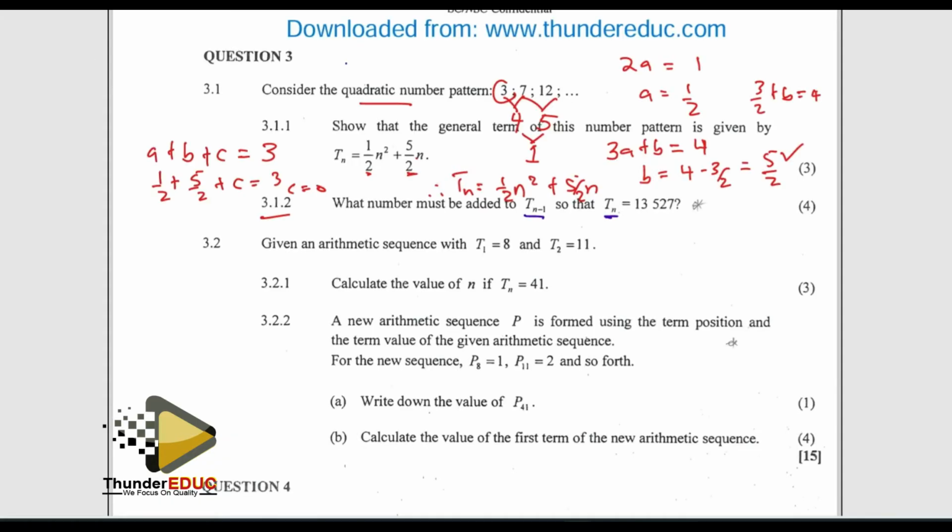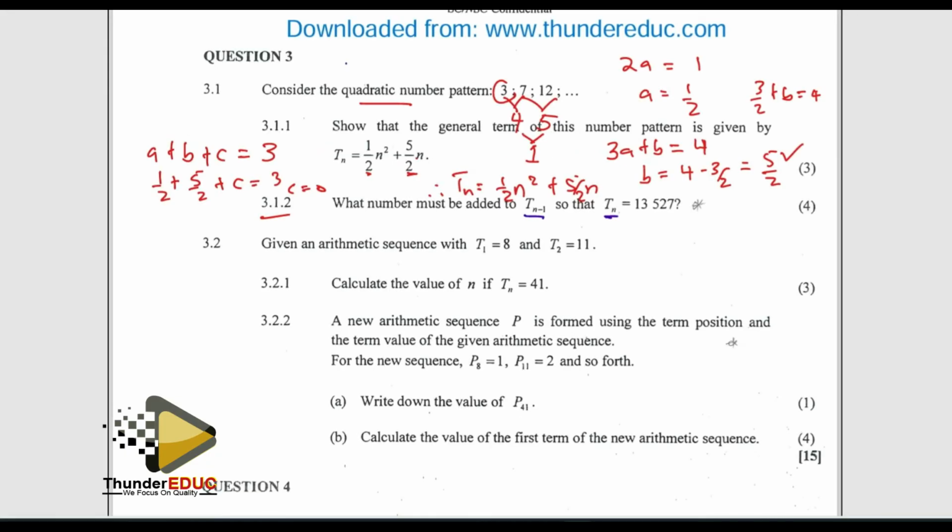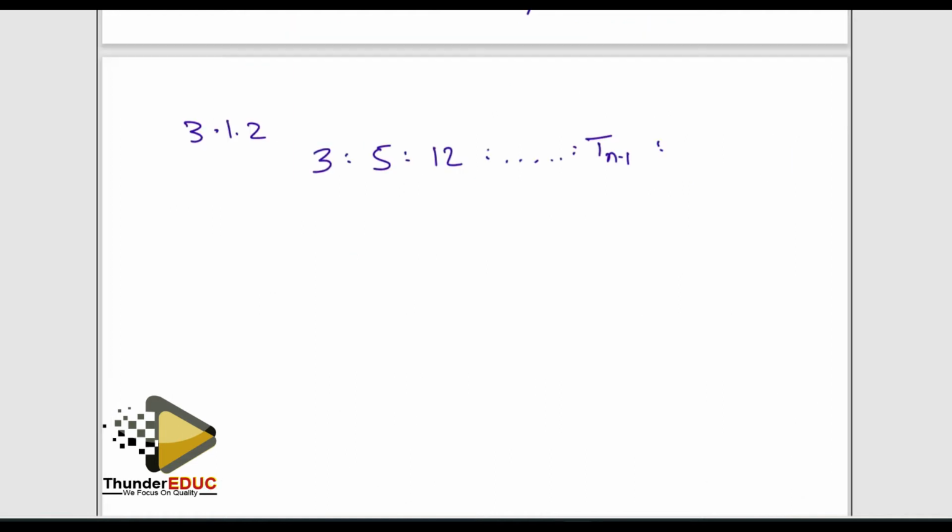So for 3.1.2, we started with a 3, a 7, a 12, and so on. So we're going to have a scenario where we have a term that is Tn minus 1, and then we also have a term that is 13,527. Now the question is asking what number must be added.